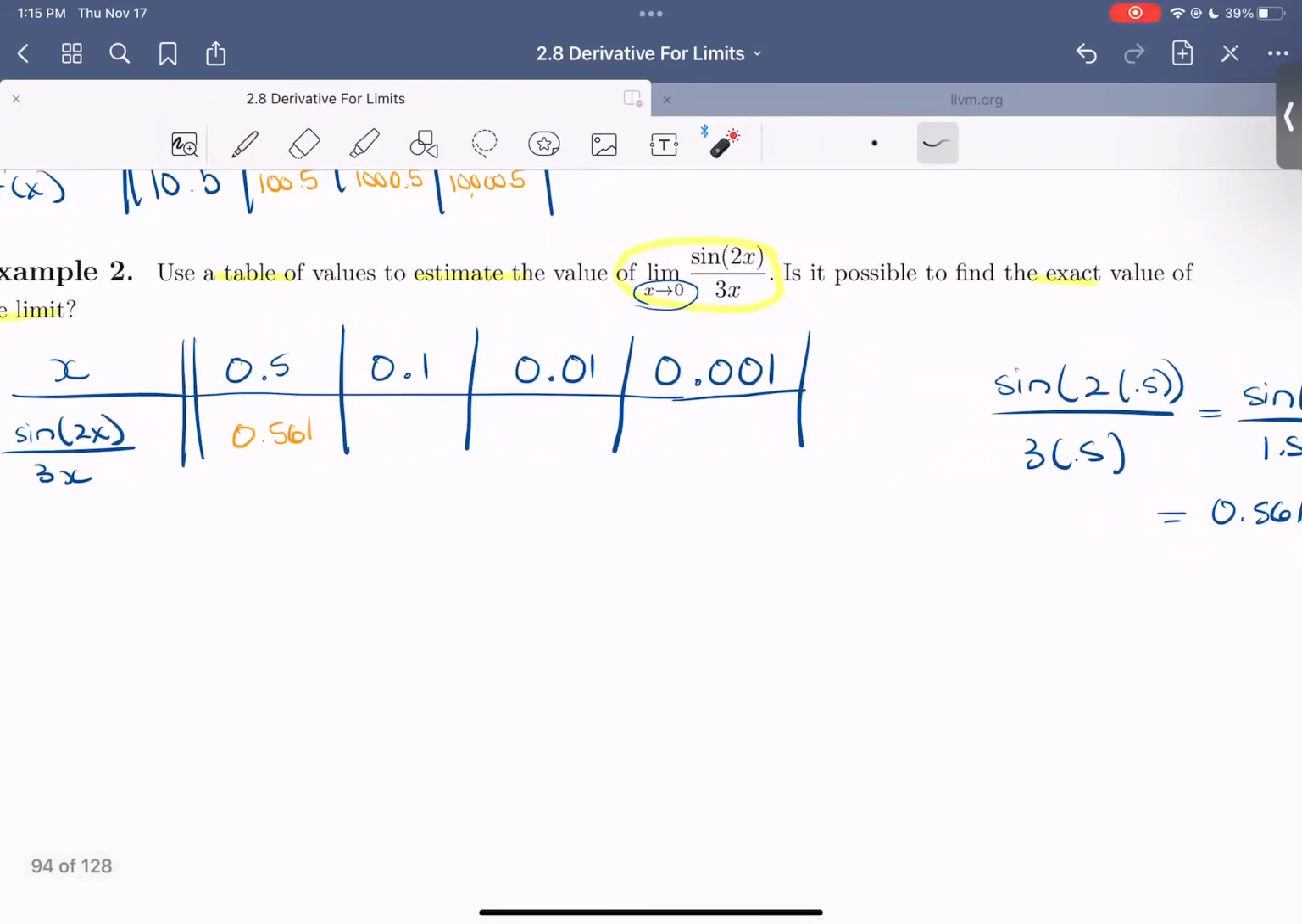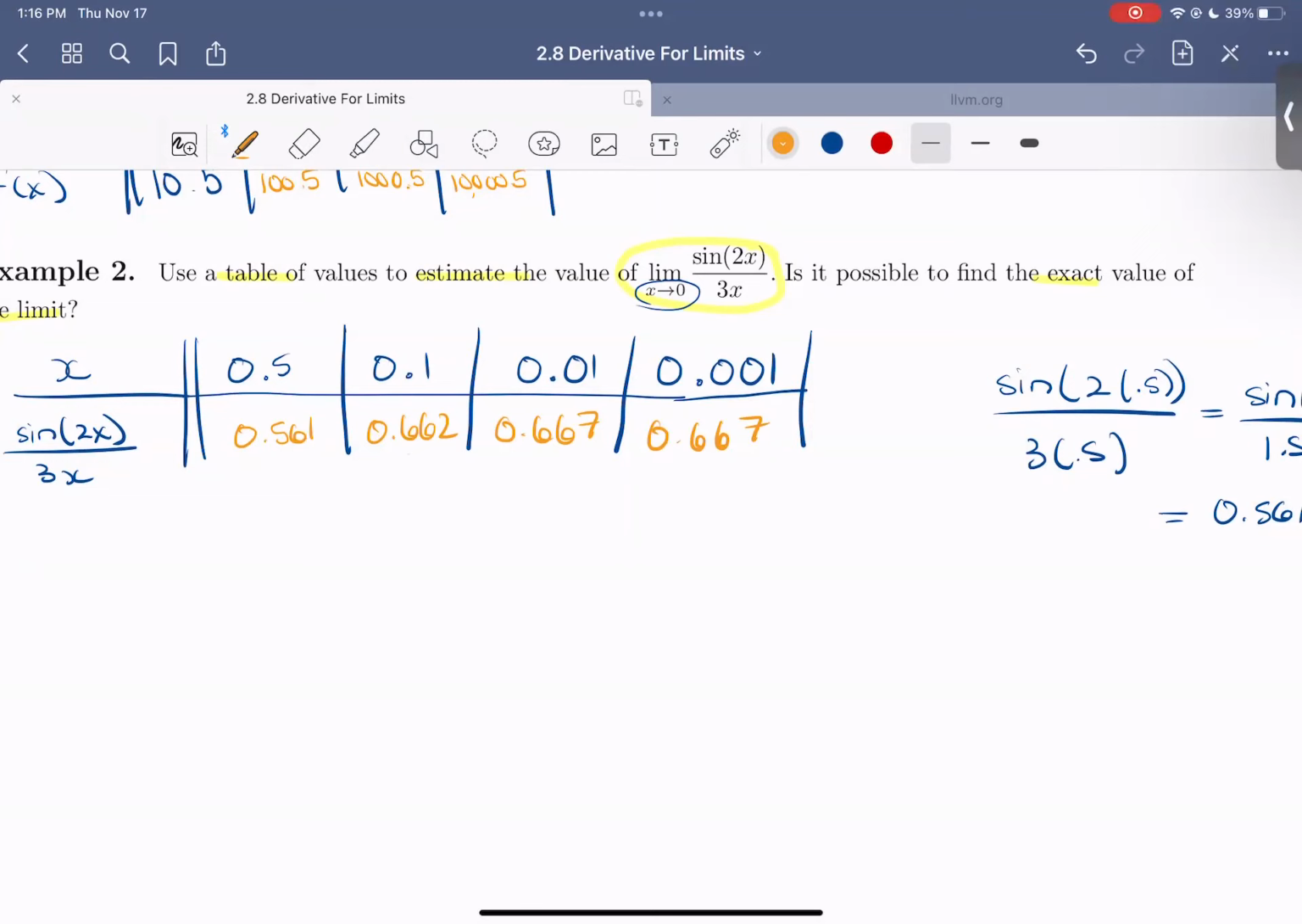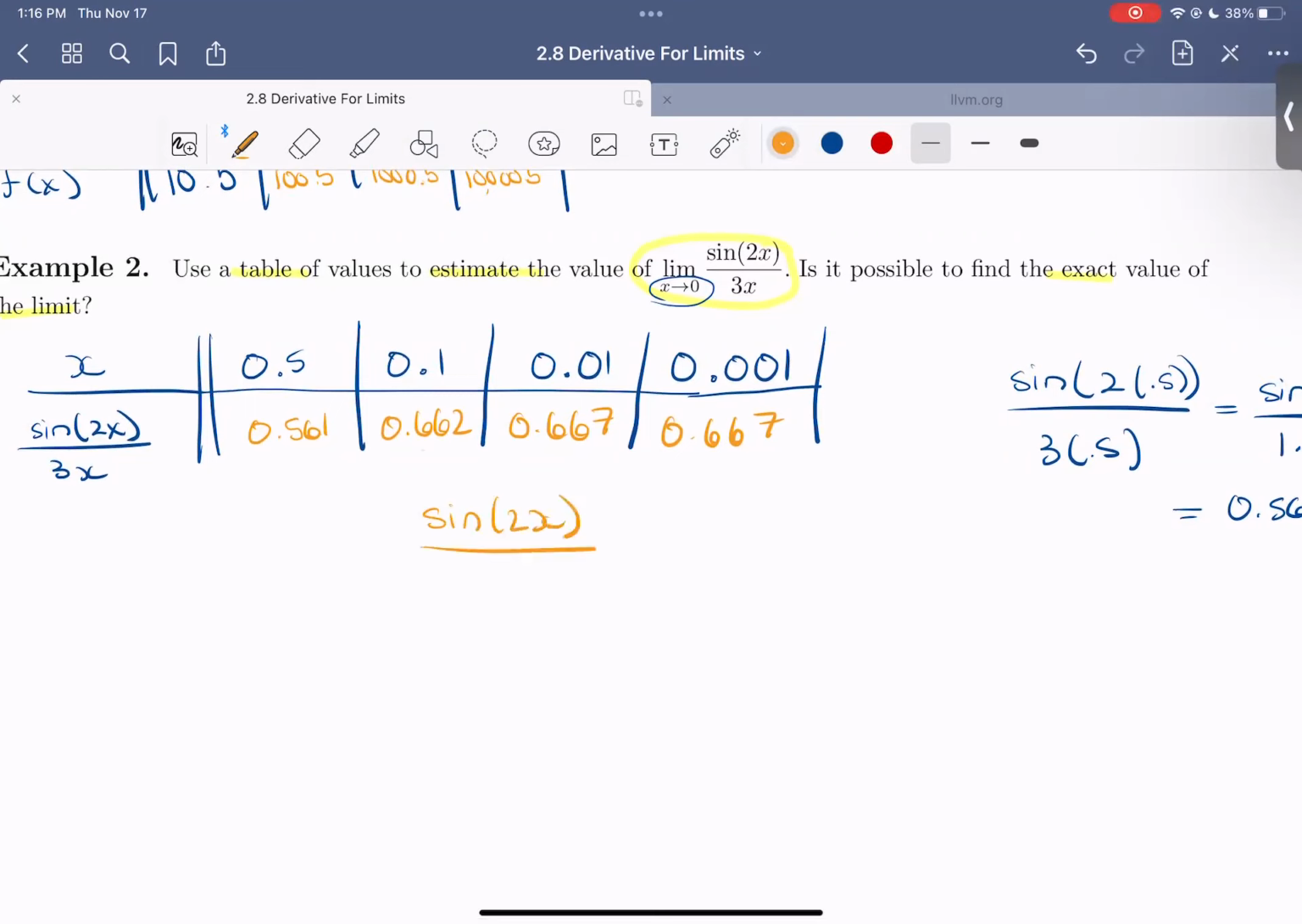So now I'd like you to pause the video and finish filling in this table on your own, and then compare your answers with the video. All right, so for 0.1, we should be getting 0.662. For 0.01, our output is 0.667. For 0.001, we get that same output. So we see here that it looks like sine of 2x over 3x approaches 0.667, or 2/3, as x approaches 0.